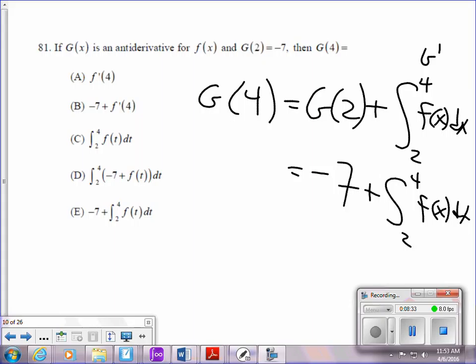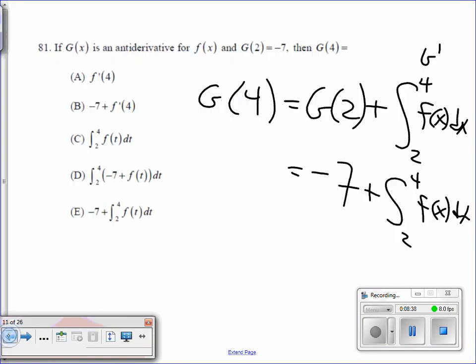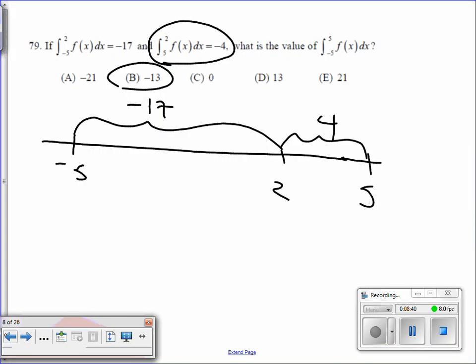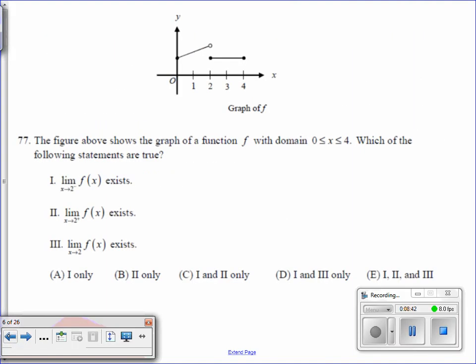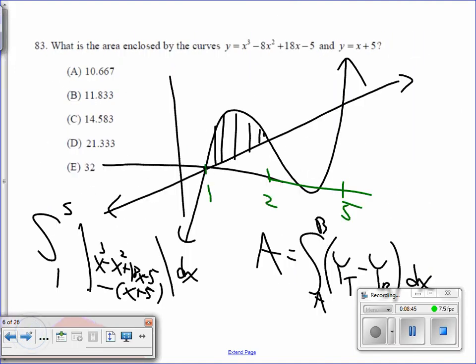Okay. 87. You like that? These are actually much quicker than the other ones, I think, to explain anyway. Oh, 87. Why was I going to say something?